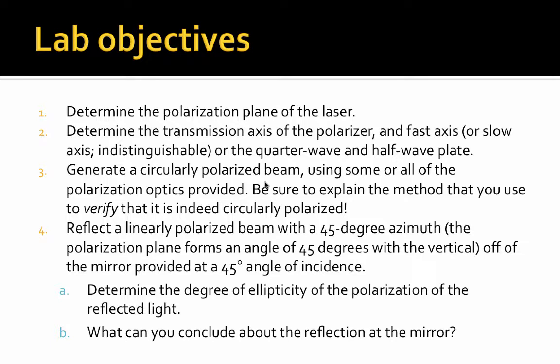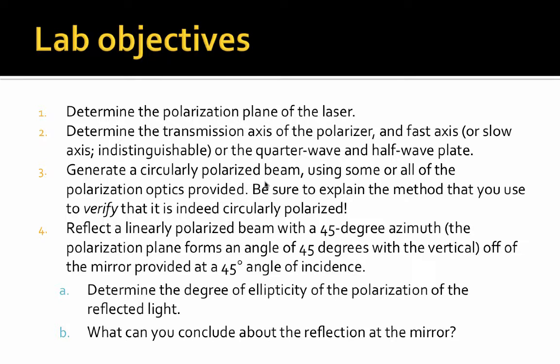If you don't know what they are, can you find them? This is the question. The next objective is to generate a circularly polarized beam using any of the optics that you have, any or all of the optics you have. And of course, explain what you do in order to check that it really is circularly polarized.